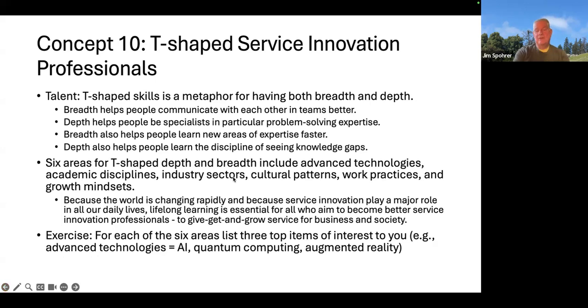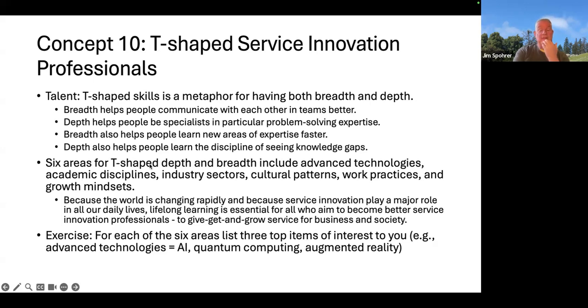So these are the 6 areas where service innovation professionals who really want to become deeply knowledgeable about service innovation should have depth and breadth. And because the world is changing rapidly, and because service innovations play a major role in our daily lives, lifelong learning is essential for all who aim to become better service innovation professionals to give, get, and grow service for business and society.